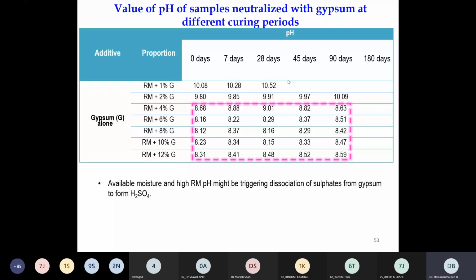Similarly, with the addition of gypsum, these are the results. We can conclude that addition of 1 and 2% of gypsum is completely useless because it could not reduce the pH. But when you add higher doses of gypsum, say 4, 6, 8, 10 up to 12, they are effectual. In fact, when you compare the performance of gypsum with HNO3 and HCl, yes, it could perform. Even after 90 days, the pH is still within the acceptable range. So that is well and good.